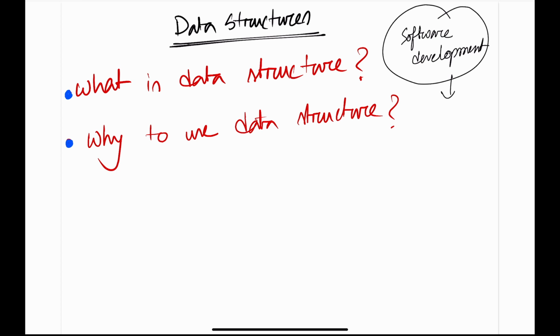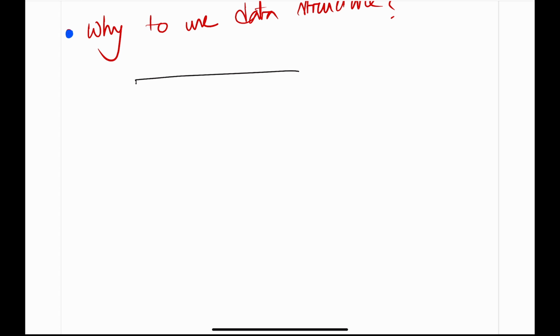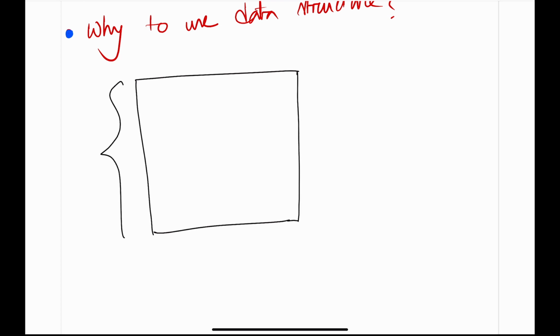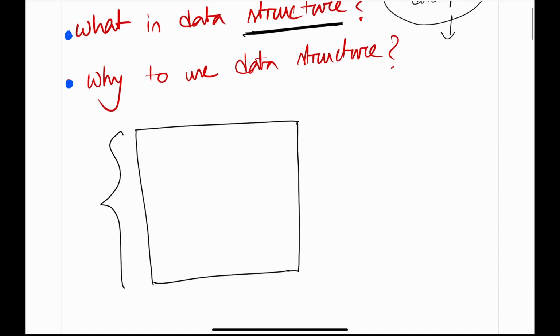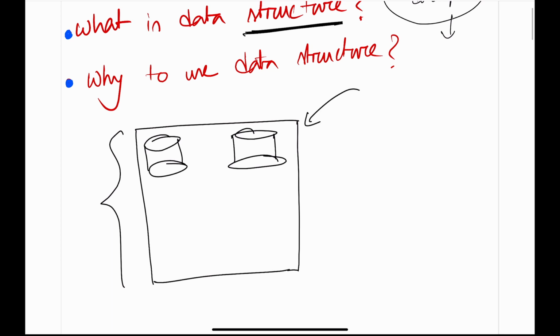So data structure means what? If we consider this is our computer memory, you all know that data is saved in our computer memory. Now the structure in which we will be storing the data is going to be called a data structure. In which structure we store the data inside the storage, that is called data structures.